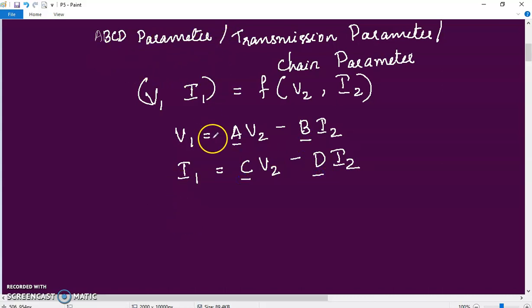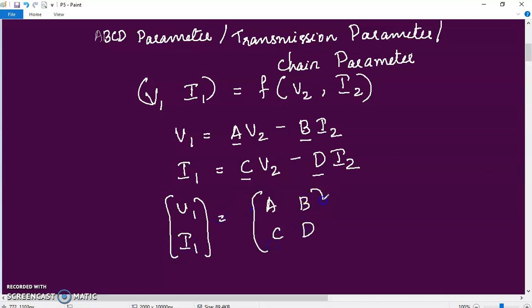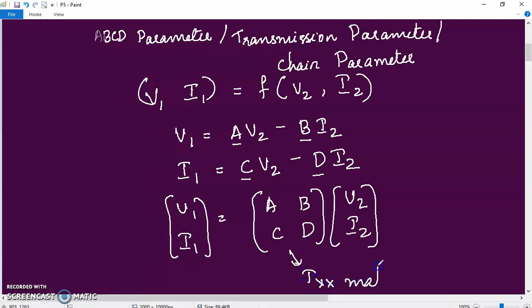So now we can represent this in the matrix form. [V1; I1] is equal to [A, B; C, D] into [V2; -I2]. This is the matrix representation of the transmission parameter, or this is called the transmission matrix.